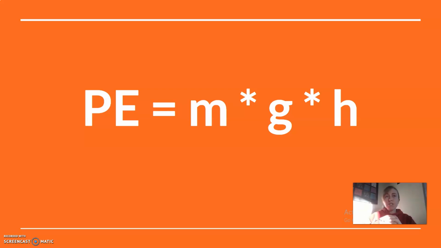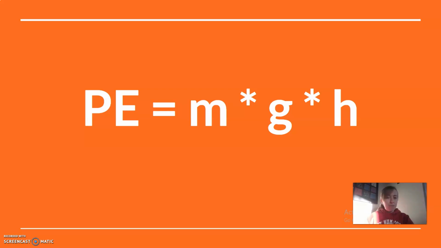We're going to mostly just focus on the potential energy that something has because of its height. So when things are higher up, they're going to have more potential energy because they have the potential to fall further, faster, that kind of thing. And so the potential energy formula is PE equals mgh. That's mass times gravity times height.